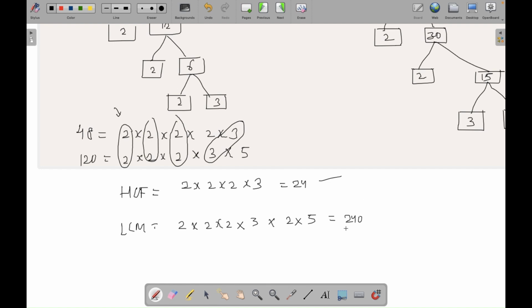Right? So for all the next questions from the previous years, we are going to see how this method is more superior when compared to the listing method. Okay, so in the next class, we are going to solve some previous year questions. So that is going to close the topic on LCM and HCF.